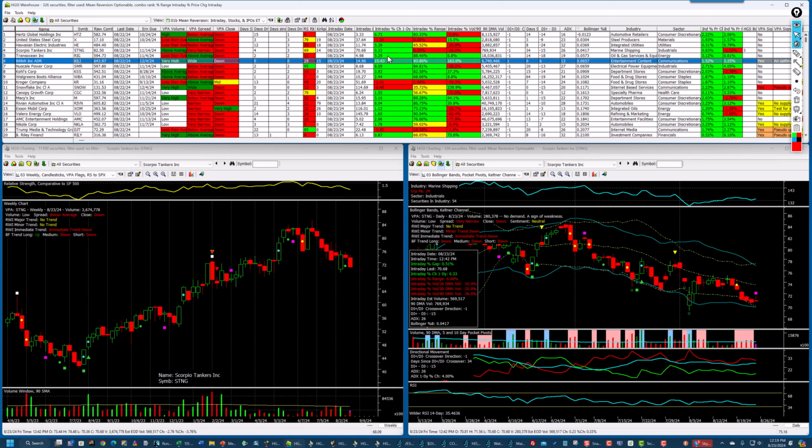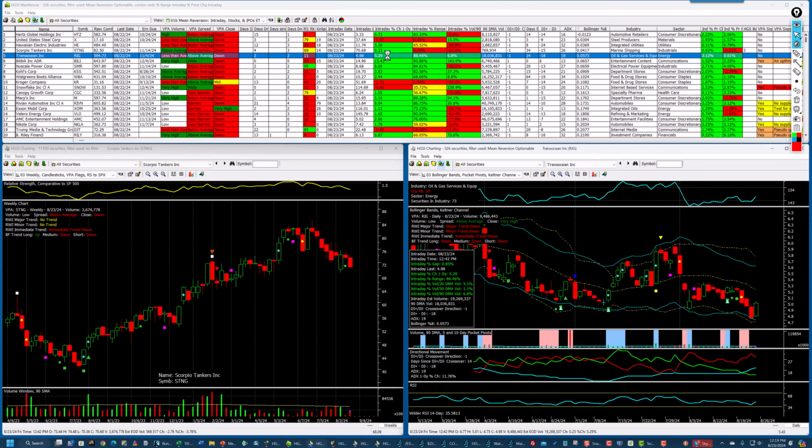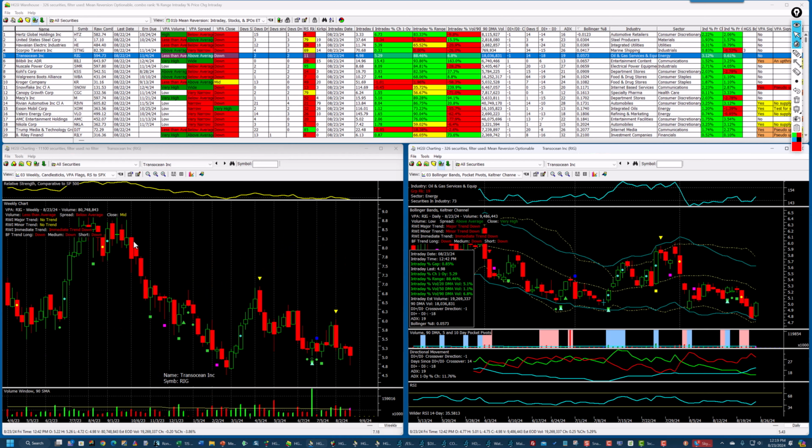Okay, here's Transocean. This is up 5.29% today. The weekly trends have been down, trying to hold. This is a cheap stock, probably not a good stock to consider.